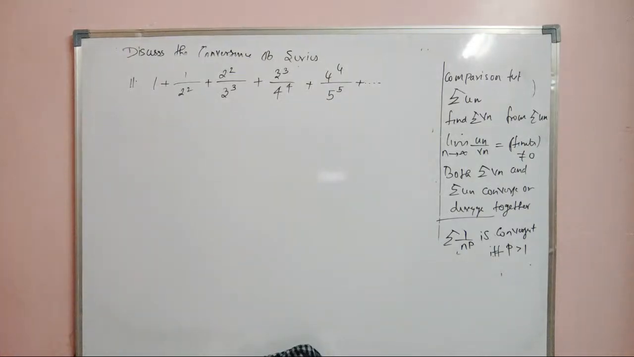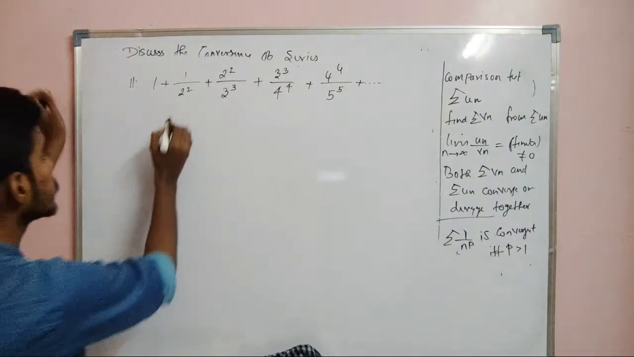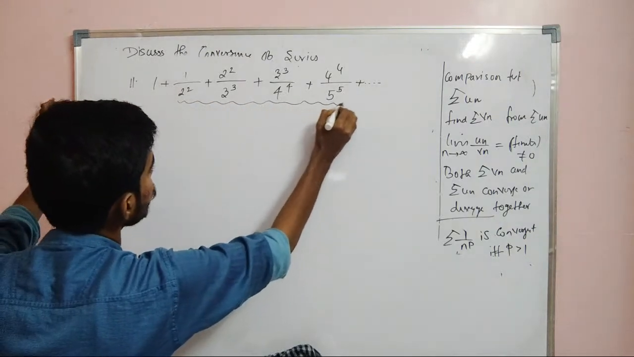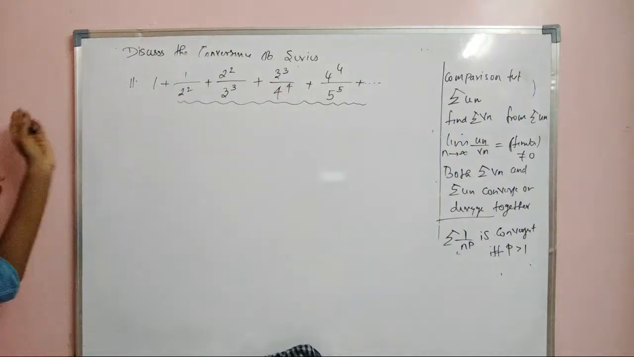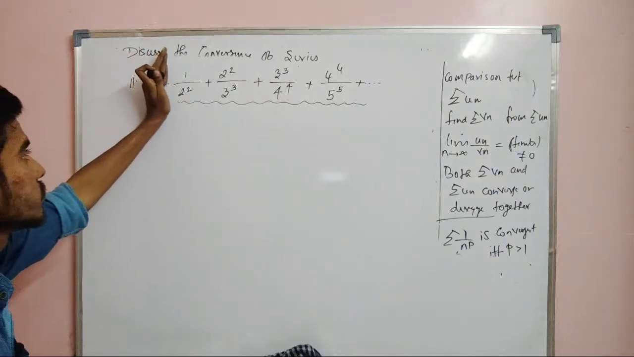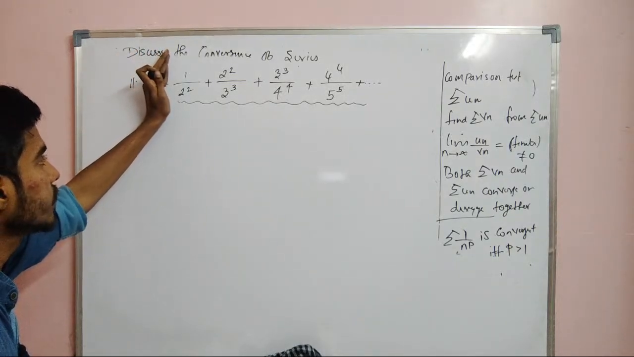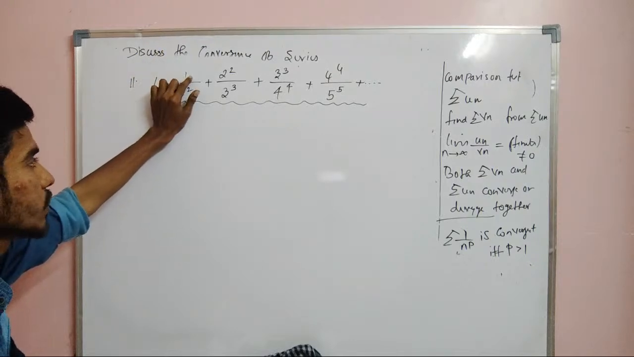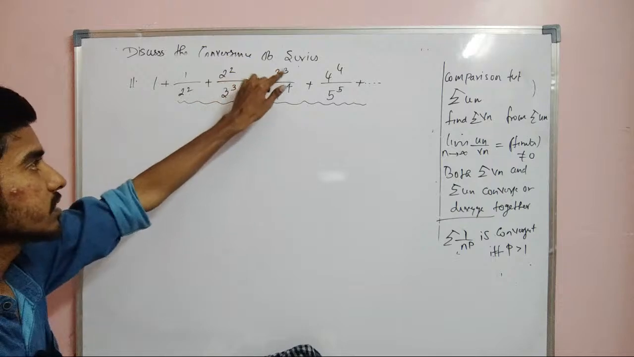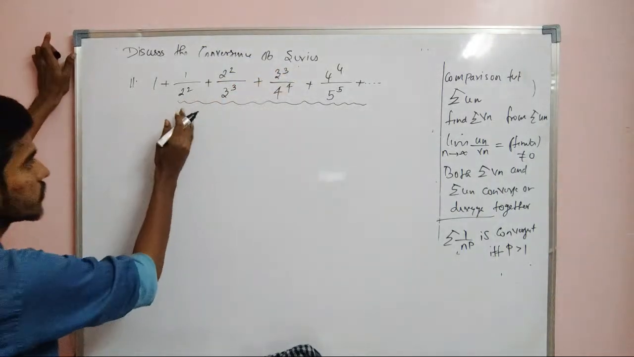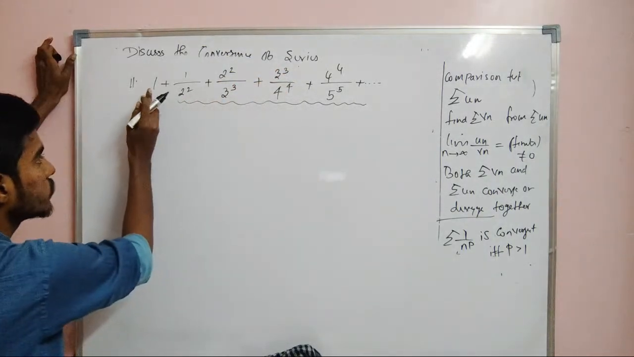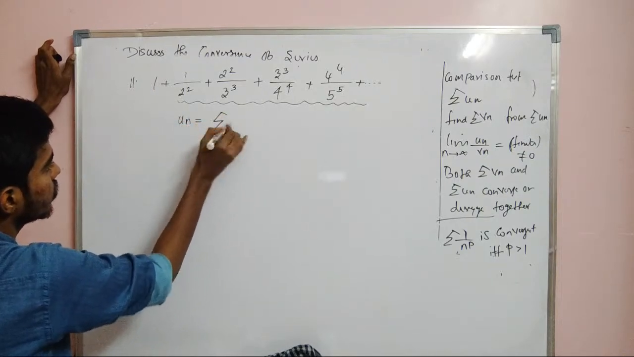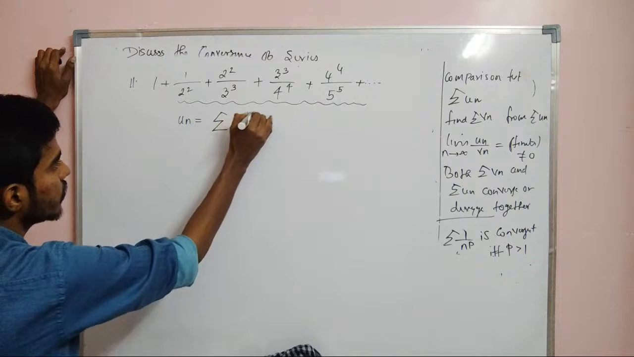Now if you see this series from this term, just forget 1 for now. Can you write the nth term for this? You can easily write, right? So the nth term is nothing but n power n for numerator, so 2 2, 3 3, 4 4. So you just omit 1 as of now. Now you just write un for this term, so it is nothing but n power n.